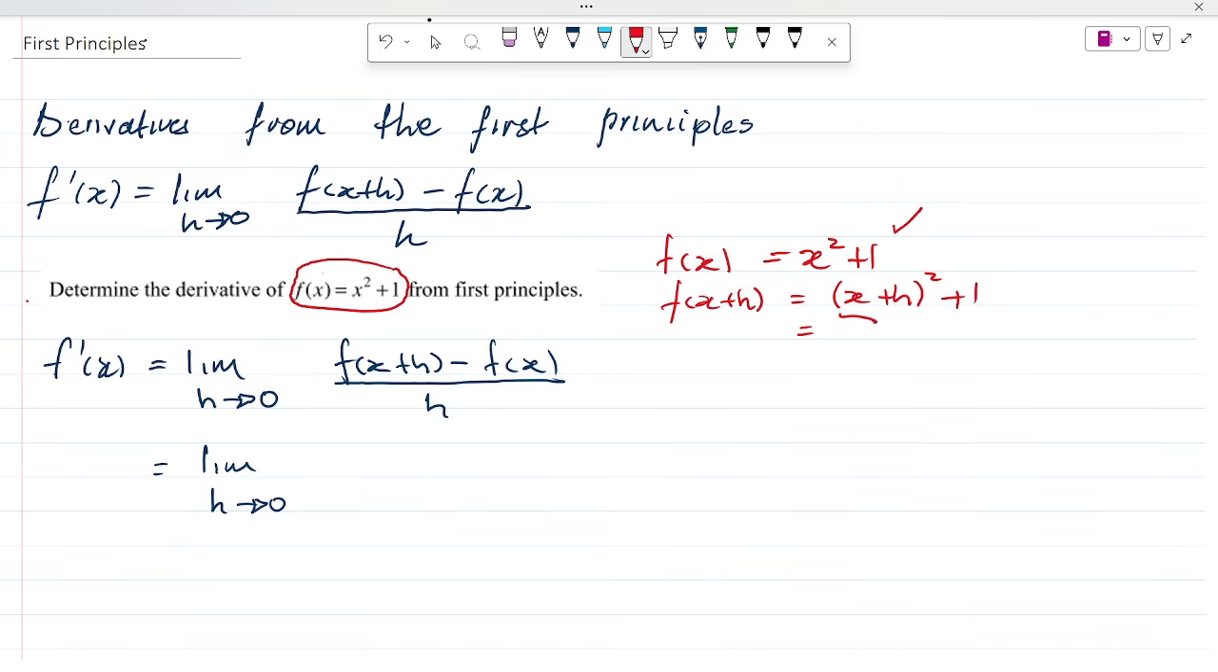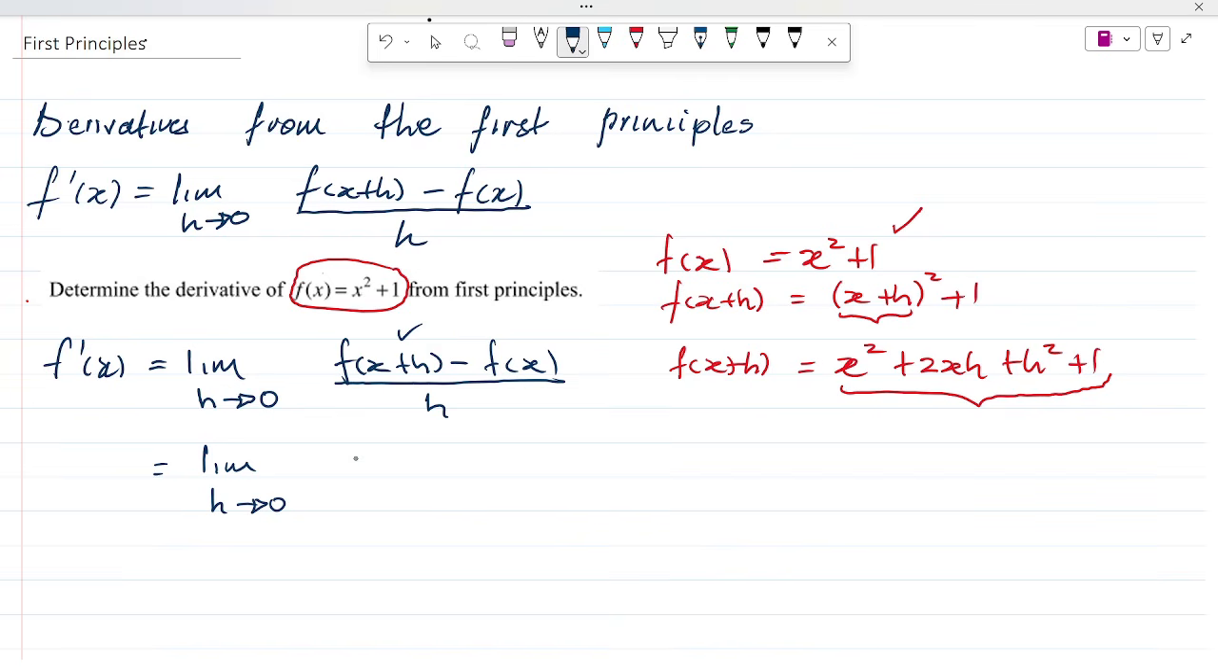So simplification of this by means of expansion is going to be x squared plus 2xh plus h squared plus 1. Therefore, this is the expression that you'll be writing whenever you see f at x plus h. So going back to our formula, whenever we have f of x plus h, this is what we write: x squared plus 2xh plus h squared plus 1.